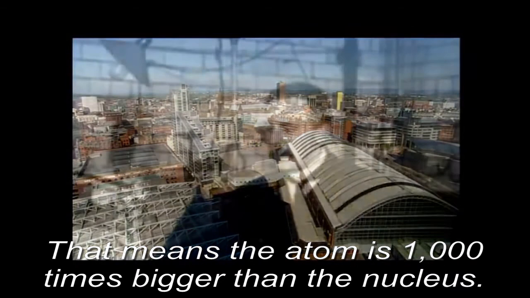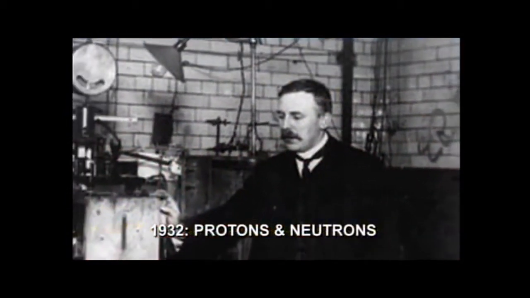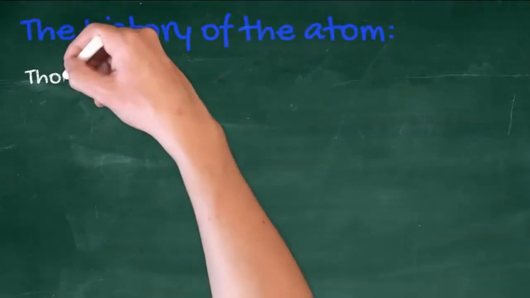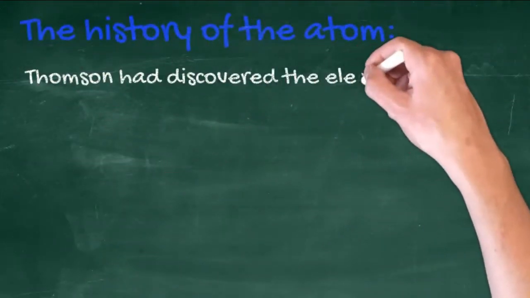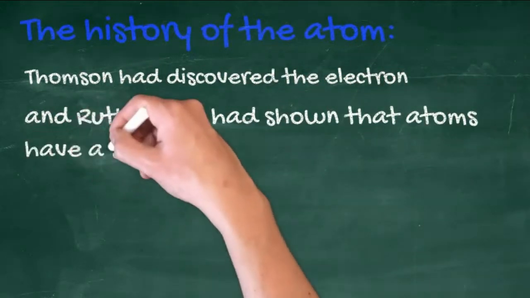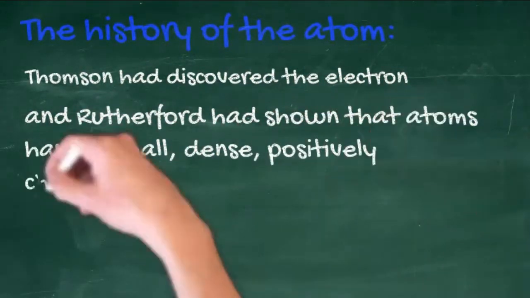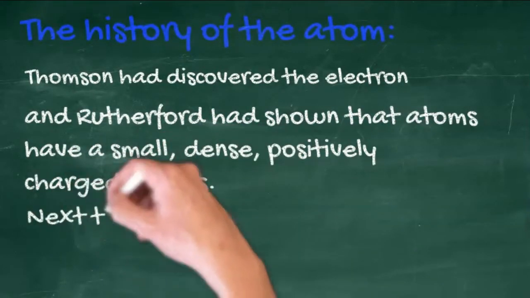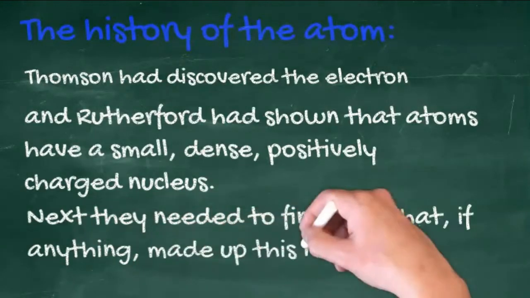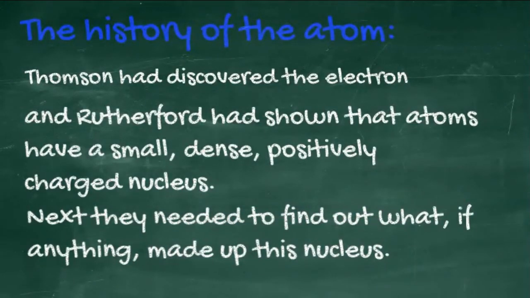After discovering the nucleus, Rutherford continued doing experiments, firing particles at different targets to delve into the structure of the nucleus itself. Thomson had discovered the electron, and Rutherford had shown that atoms have a small, dense, positively charged nucleus. Next, they needed to find out what, if anything, made up this nucleus.